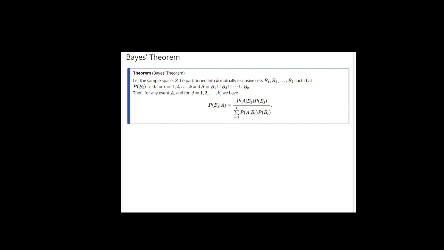That's given to us by the usual formula, the probability of A intersect Bj, divided by the probability of A. Bayes' theorem is determined by using the law of total probability in the denominator to determine the probability of A, and the product rule to determine the numerator, the probability of A intersect Bj.